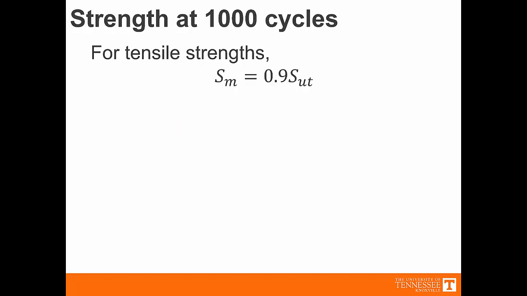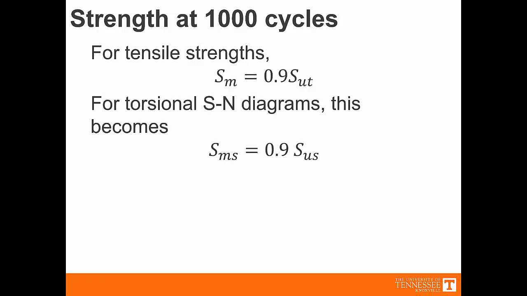Finding things in the tensile diagram, normally S_m would be 90% of the ultimate strength. So in torsional diagrams, the S_m shear will be 90% of the ultimate shear strength, and the ultimate shear strength is about 2/3 of the ultimate tensile strength. So that gives us that the strength at 1,000 cycles in shear is about 60% of our ultimate tensile strength.